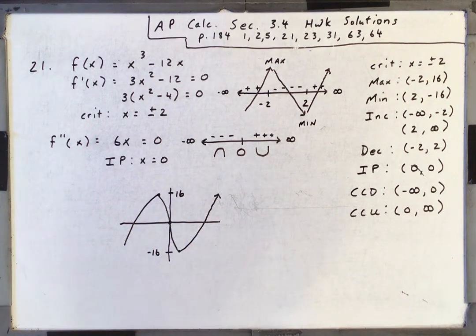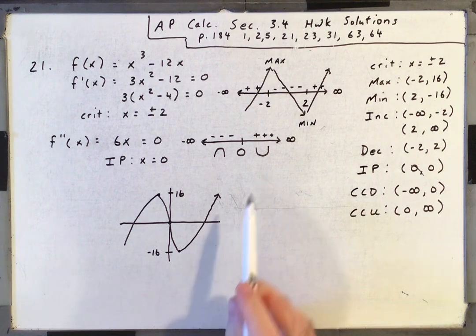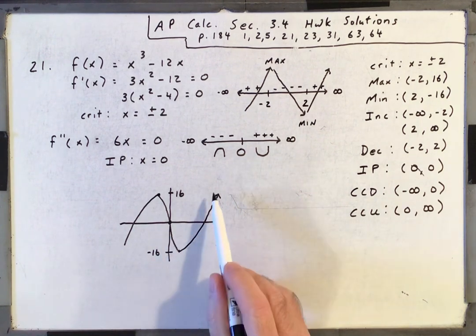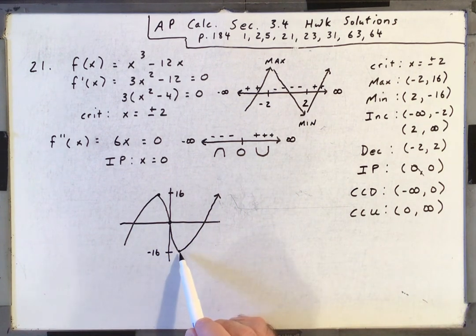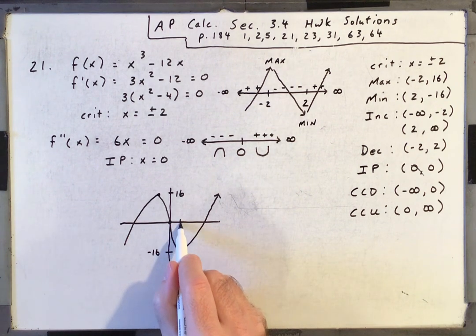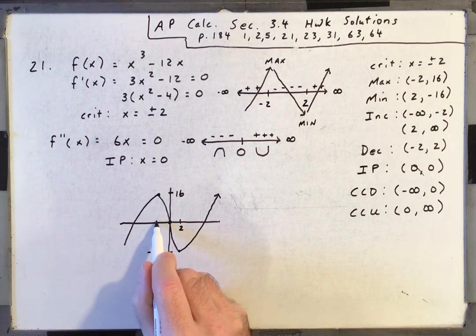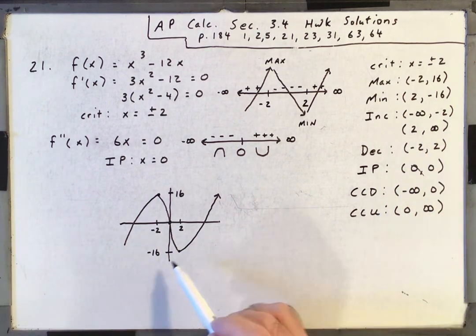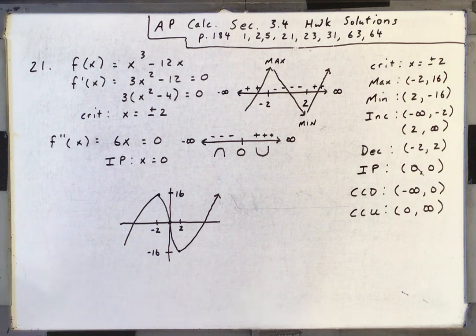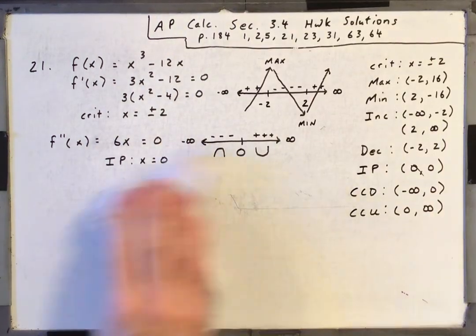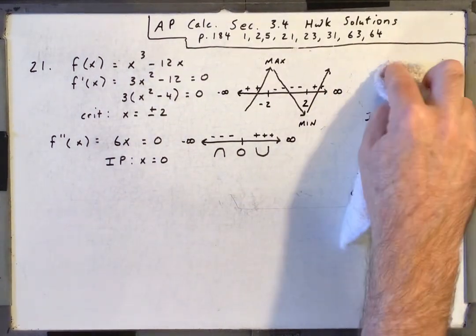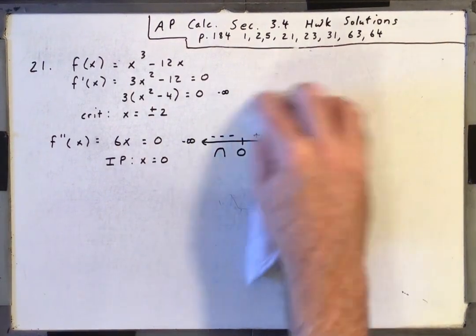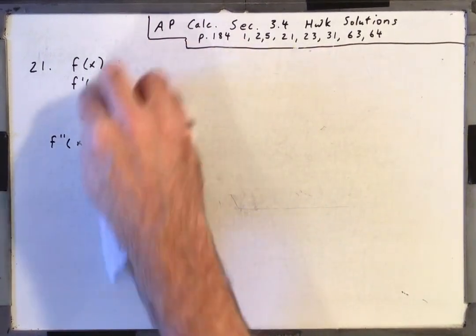Would be something like that. Double check. We're concave up after 0. That's true. And we start increasing at 2. All right, so 2 to infinity, we start increasing. So that looks good. All right. So that's how we're going to do 23 and 31 also.